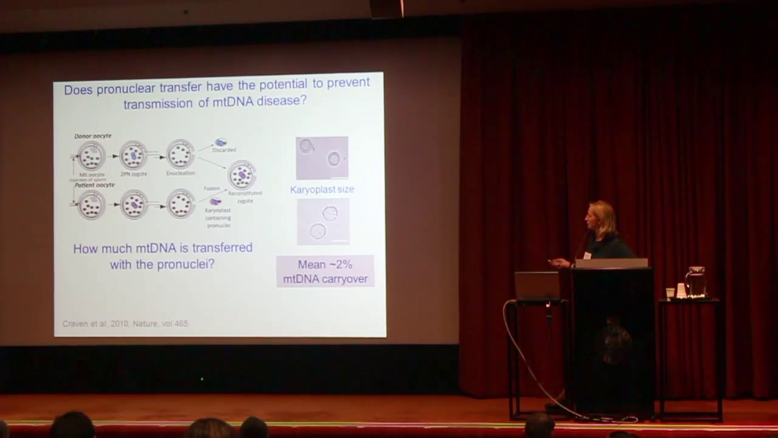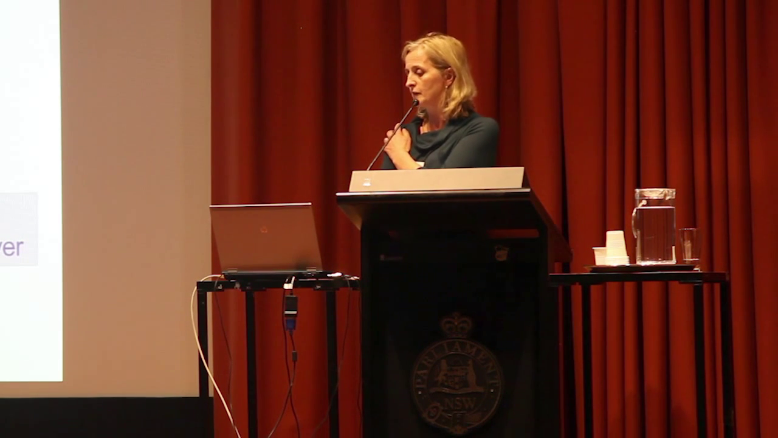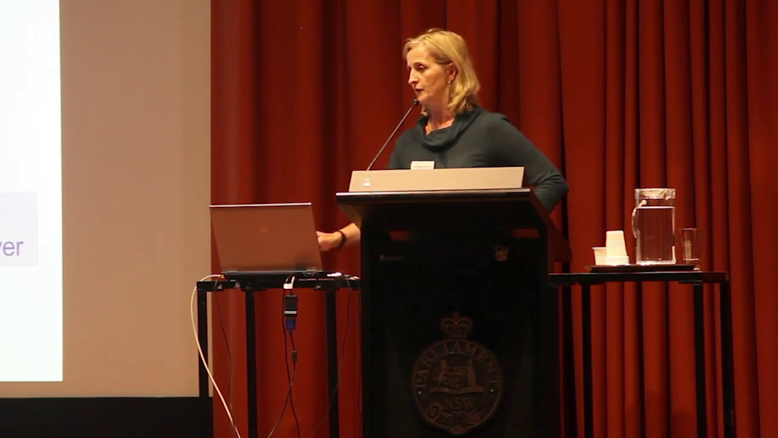And when we did our measurements initially, it was in the region of 8 to 15% carryover. So in the total zygote, about 8 to 15% was accounted for by the mitochondrial DNA that went across with the pronucleus. Now, we optimized that further, and we got it down to about 2% in the proof of concept work. So we felt that this was low enough to prevent disease, because disease symptoms, severe disease symptoms for most mutations kick in at around 60% mutation load.